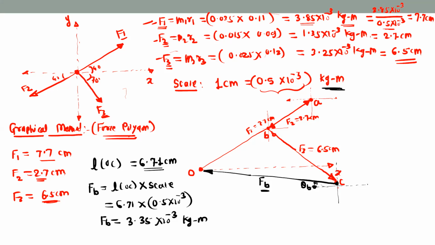So from this force, we will calculate the balancing mass of the fourth bolt. Okay. So what is F? It is nothing but mass into radius. So equate this with the balancing mass into balancing radius RB.